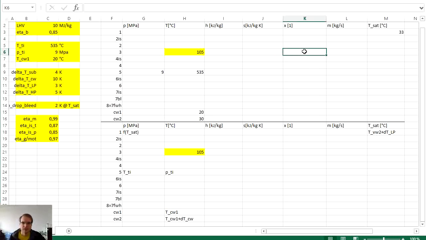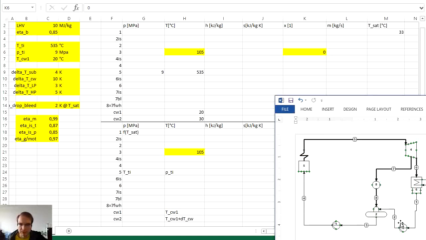And since I mentioned before that the liquid at the aerator is saturated liquid, that means that the quality is 0. Again, it's basically another boundary condition. So by this we have basically specified all parts of the cycle that we know right away, and we can move into calculations.